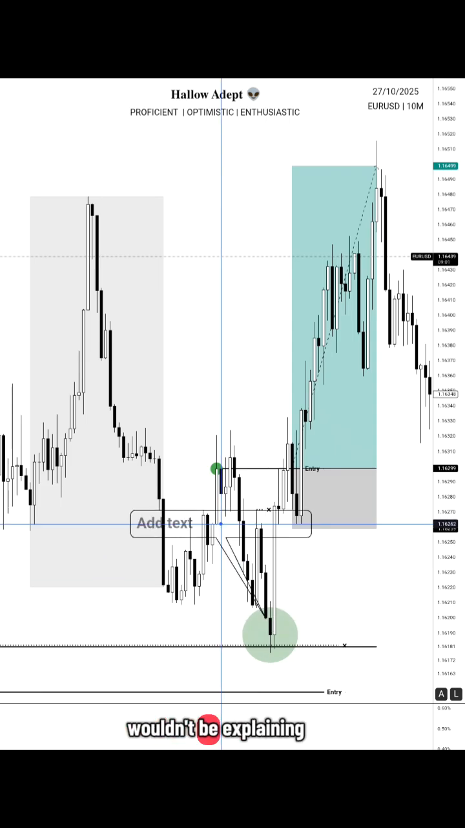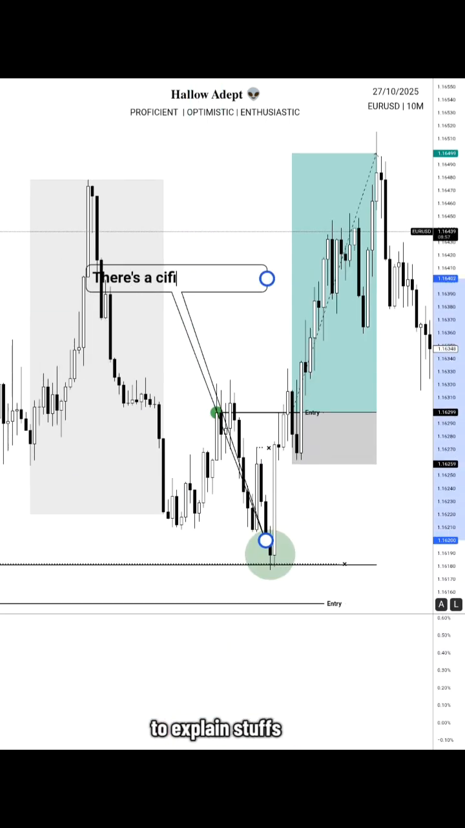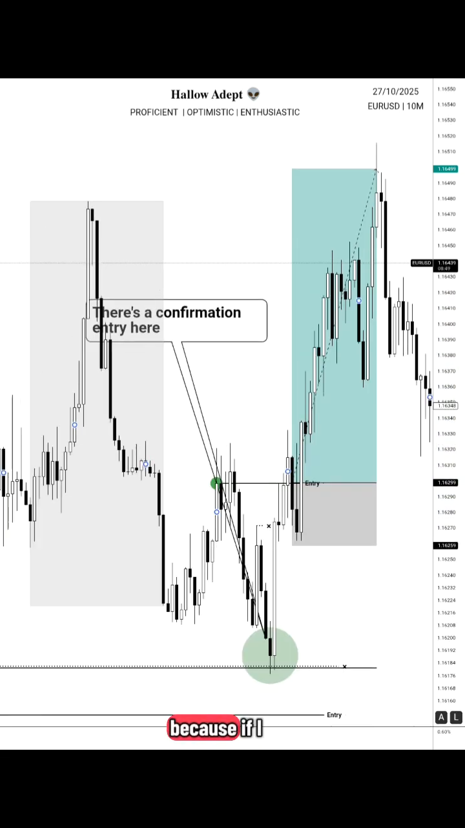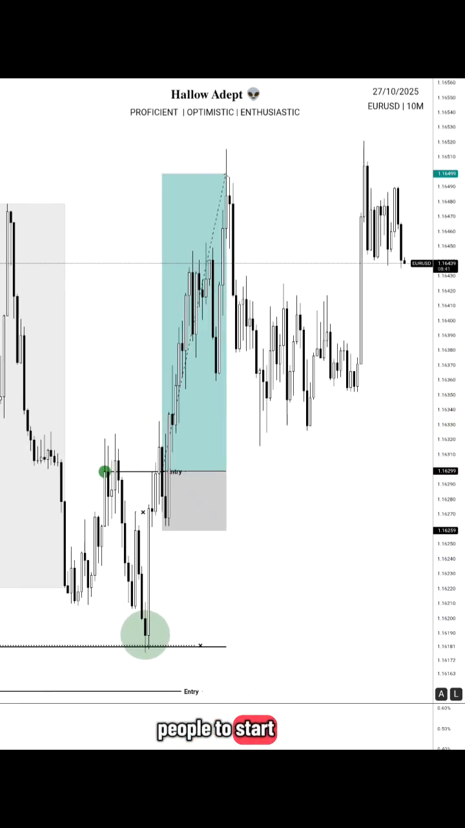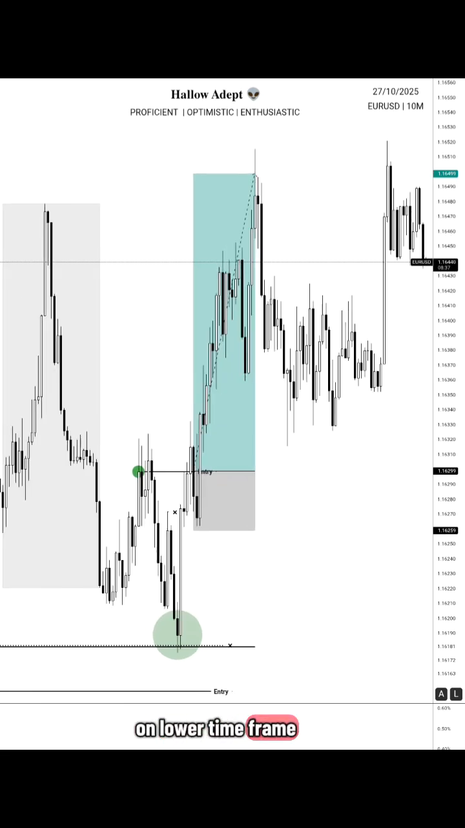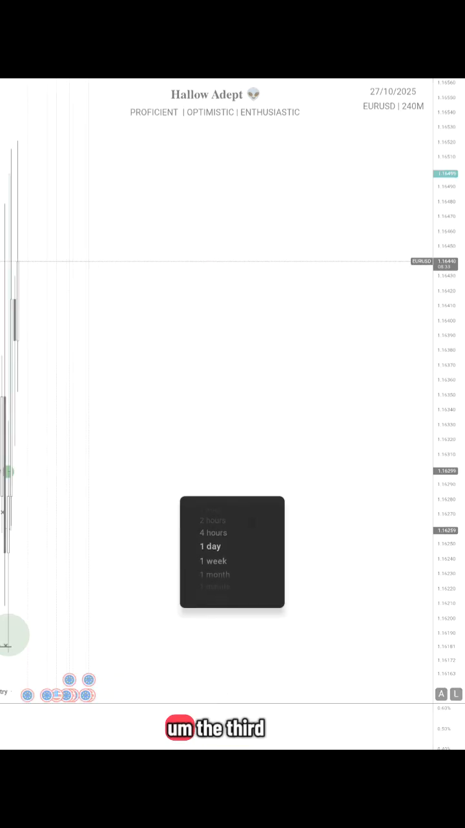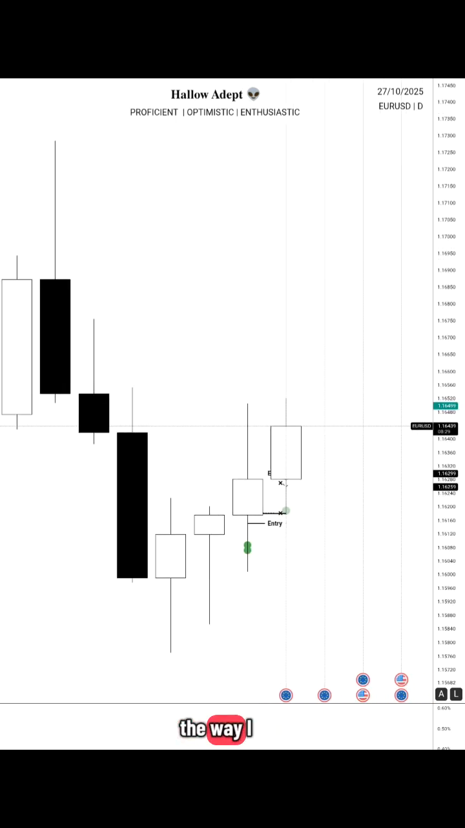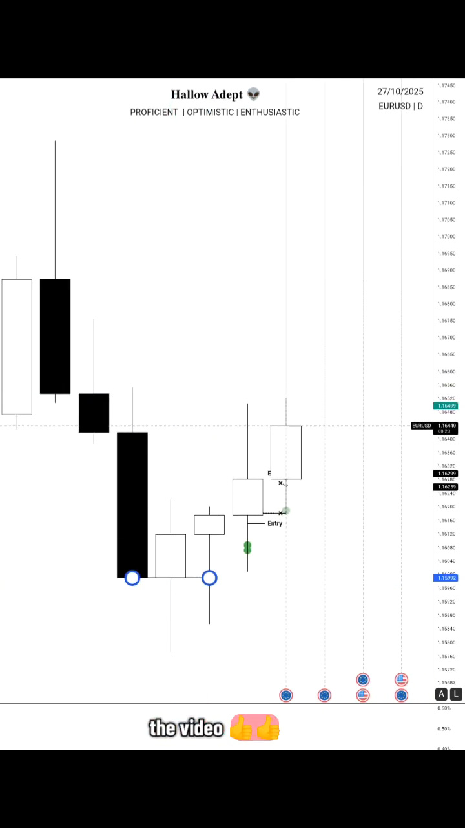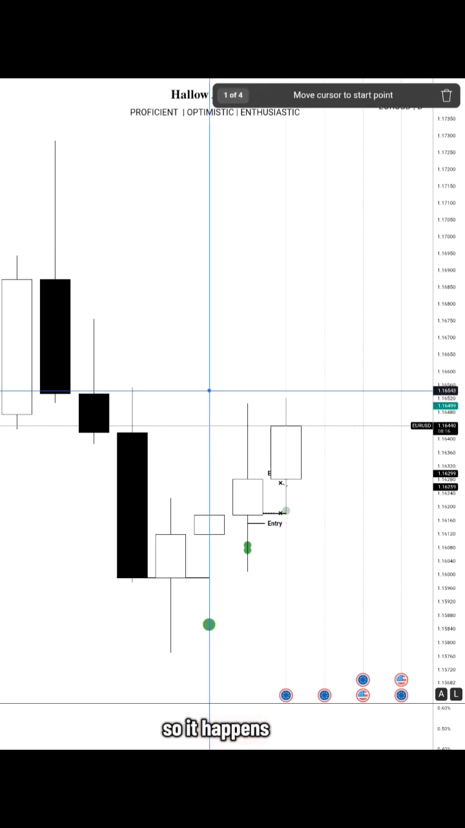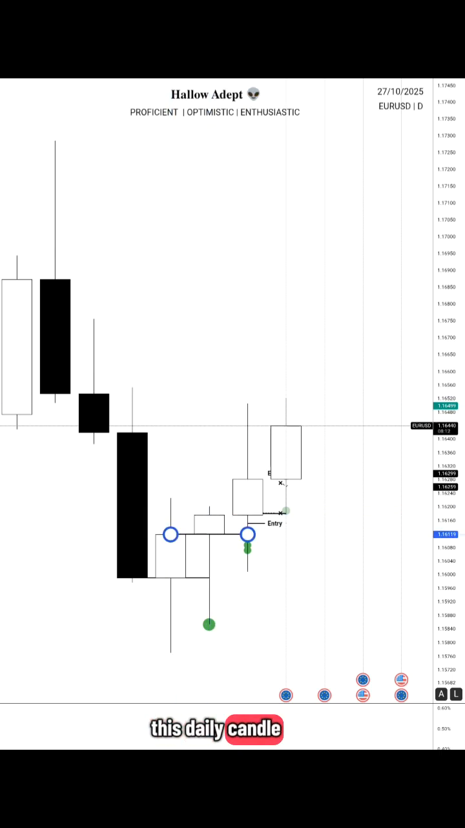This one I wouldn't be explaining because I like to explain stuff that is on the higher time frame, right? Because if I explain things on the lower time frame, I don't want people to start looking for things on the lower time frame. Higher time frame is enough. The third one, if you remember the way I refined my 1 hour entry from the beginning of the video, right? It happens on the daily too. This daily candle taps into a key level and it creates another key level.